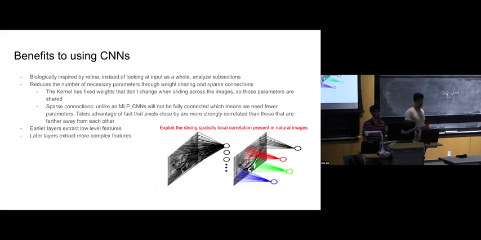And then sparse connections: unlike MLPs, which are fully connected, CNNs are not, which means that there are fewer weights to keep track of and fewer parameters. It takes advantage of the fact that pixels that are close to each other are more strongly correlated than those that are farther away. So as you can see in that image below, instead of looking at the face as one whole thing, we can break it up into different features and use that to analyze the image as a whole.